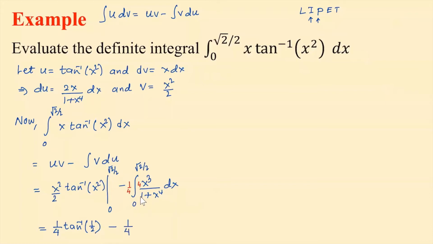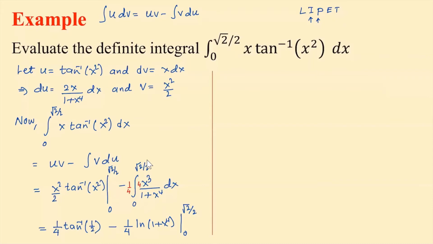Now the derivative of the denominator is in the numerator. So the value of the integral will be the natural log of the absolute value of the denominator, 1 plus x to the 4. I don't need the absolute value here because x to the 4 will always be positive, and when you add 1 to that, it will always be positive. And we need to evaluate this between 0 and square root of 2 over 2.